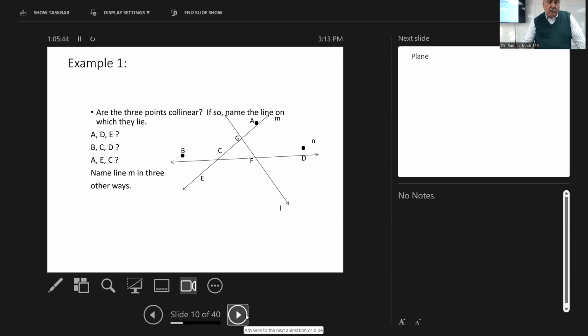And you can name line M in 3 ways. This is line M. You can call it using points A, G, E or E, G, A or G, A, E, it doesn't matter.